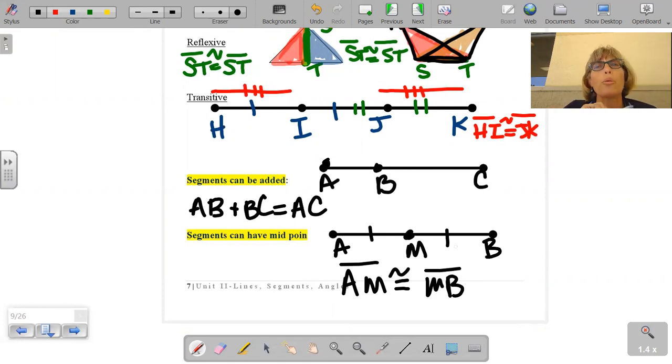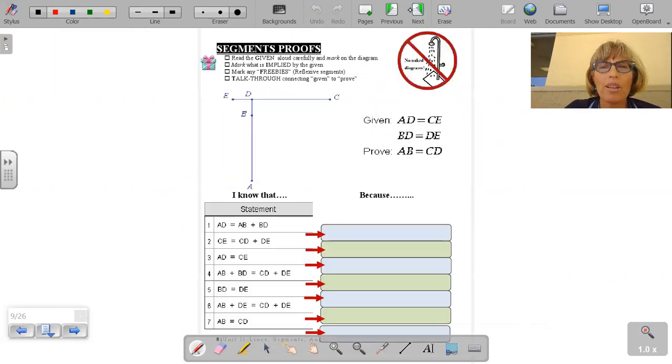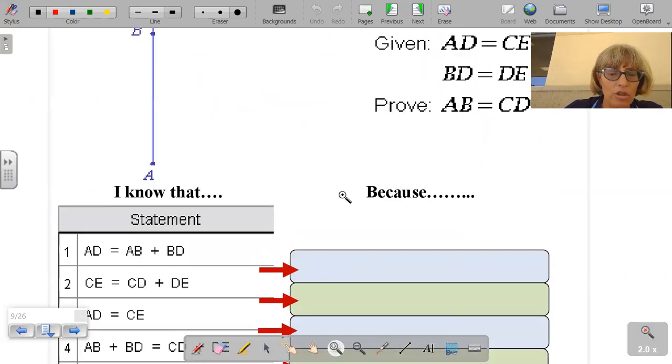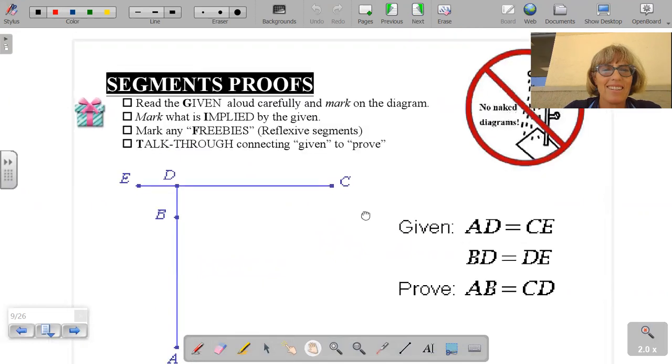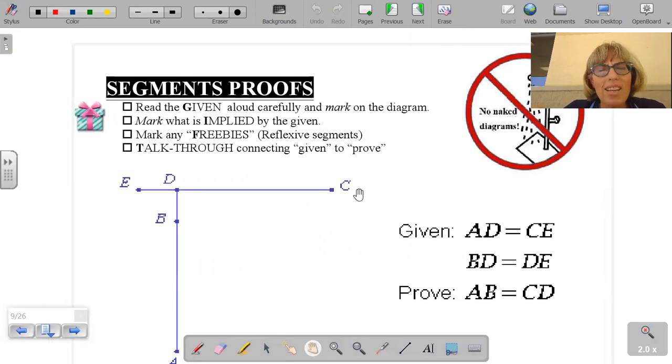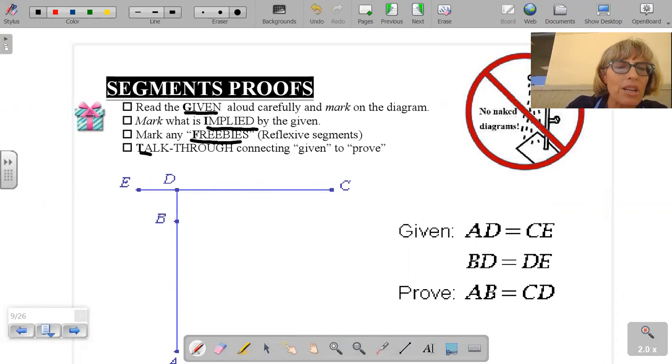Now I'm going to walk you through a couple segment proofs. Just bear with me. The big name of the game here is what has changed. When you do these kinds of proofs, I'm going to walk you through what's called the gift process. Given, implied, freebies, talk through.